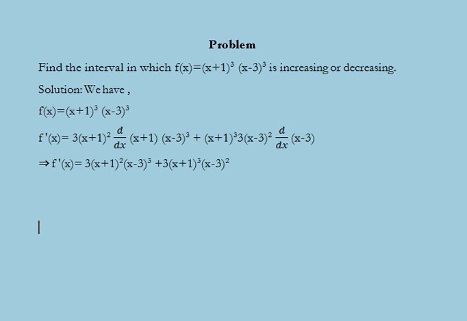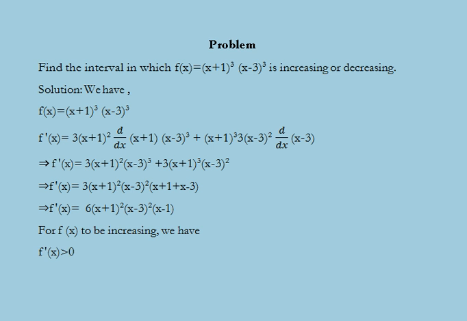This implies that f'(x) is equal to 3 into (x plus 1) whole square into (x minus 3) cube plus 3 into (x plus 1) cube into (x minus 3) square, which implies that f'(x) is equal to 3 into (x plus 1) square into (x minus 3) square into [(x plus 1) plus (x minus 3)]. This can be further simplified as 6 into (x plus 1) square into (x minus 3) whole square into (x minus 1).